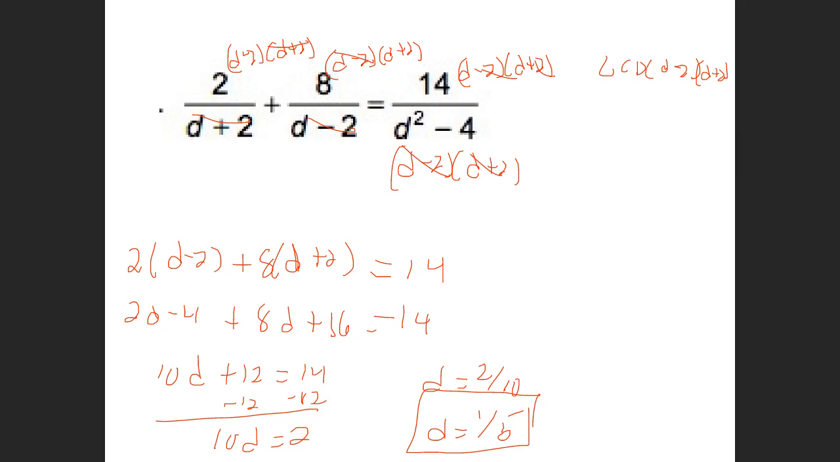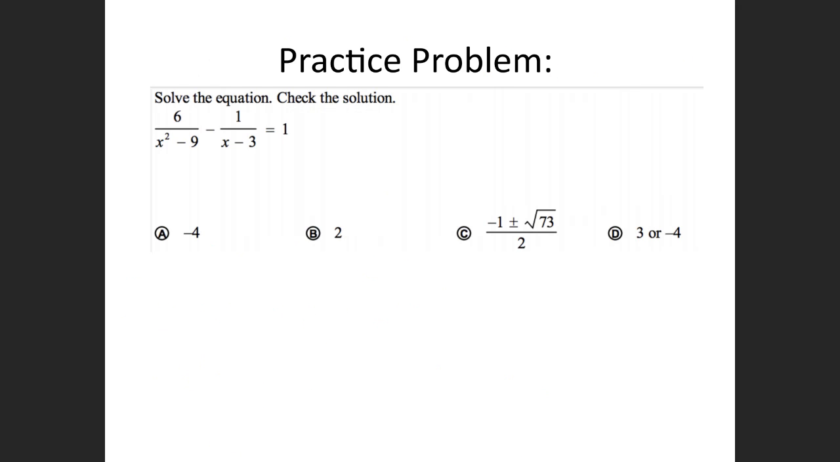All right. The last problem that I want to do today is a problem off of your practice. This is problem number 10 on our practice. Okay, so I've got an x squared minus 9, so I'm looking at this problem, and I'm just going to factor this to x minus 3, x plus 3. And then I have an x minus 3 here, so my lowest common denominator is going to be x minus 3, x plus 3.